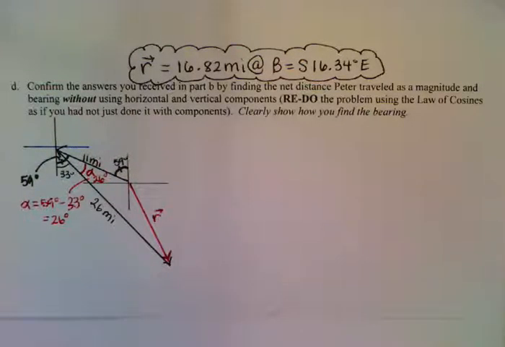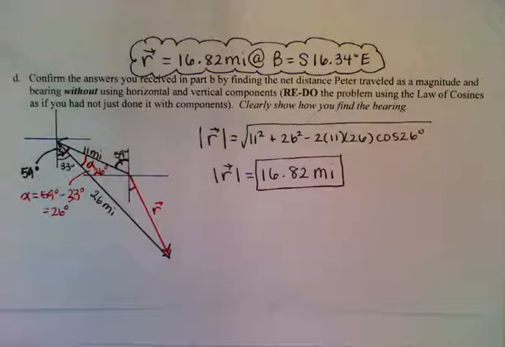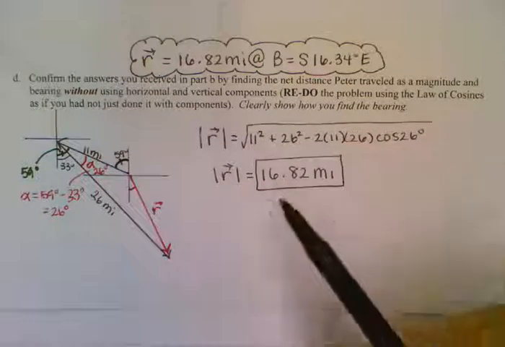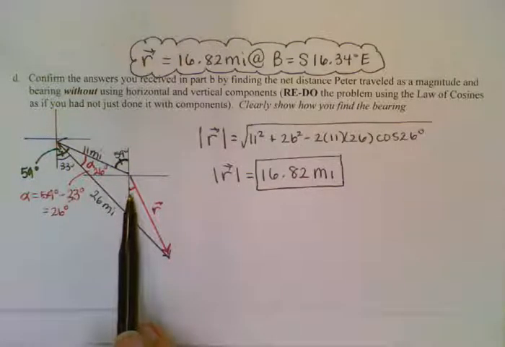Okay, so once you have that angle measure, we can use the law of cosines and we can calculate the magnitude of our resultant vector. So once you've written out your law of cosines to find the magnitude of the resultant vector r. Okay, so now that we have found the magnitude of our resultant vector and we've matched that up, now we need to find our bearing.